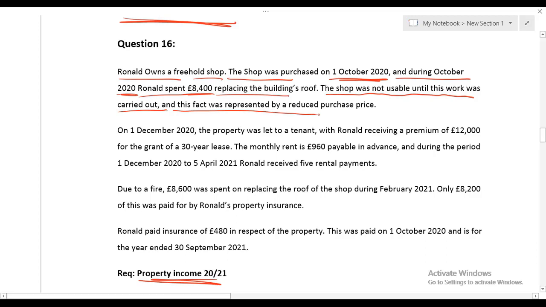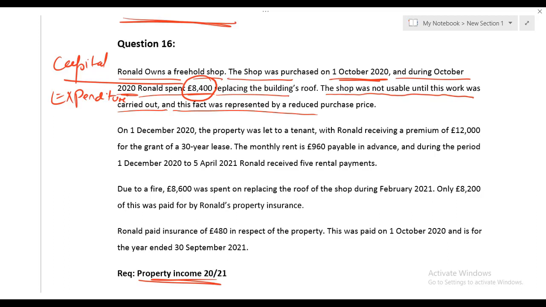8,400. If your asset is not usable until you carry out some repair work, then such amount of expenditure is actually a capital expenditure. It is not a revenue expenditure. Because the question says the shop which you have bought was not in a usable condition. Actually, it became usable after spending 8,400. So logically, this 8,400 cannot be repairs.